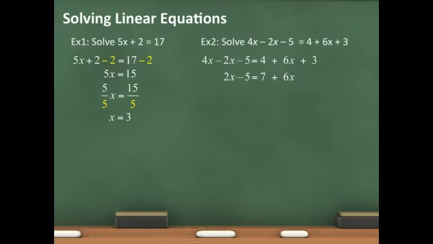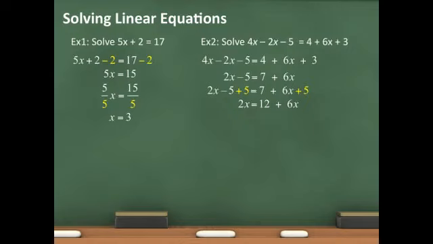Step 3 again is to isolate the variable. In this case, using the addition property, we add 5 to both sides of the equation. This will give us 2x equals 12 plus 6x. We are not done isolating the variable because we see the variable x on both sides of the equation.